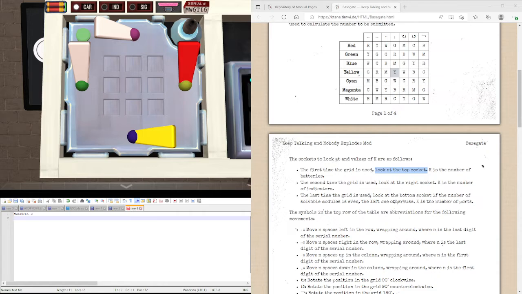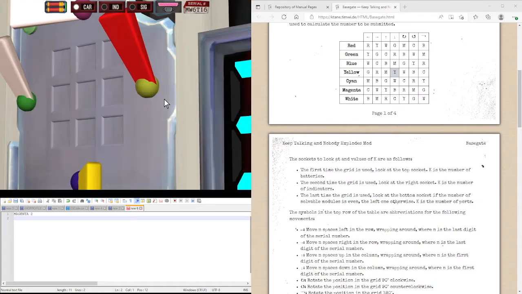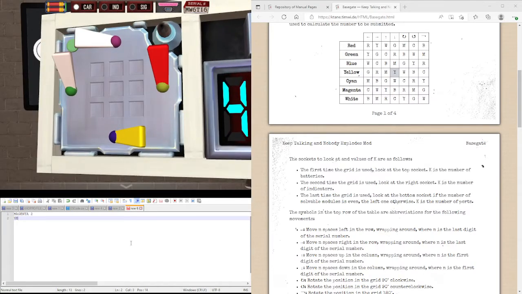The second time the grid is used, when we look at the right socket, which I think is yellow, K is the number of indicators, which is 3. And the last time the grid is used, if the number of cell or more modules is even, which it is not, so we're going to be using the left socket. The left socket is green, and K is the number of ports, which is 2.